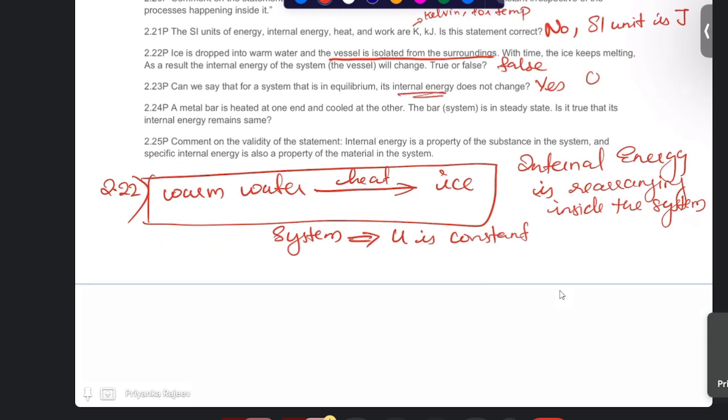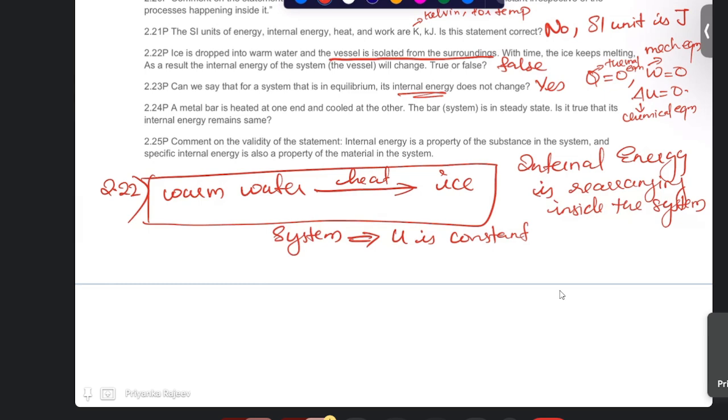So Q equal to 0, W equal to 0, delta U equal to 0. W equal to 0 is mechanical equilibrium. Q equal to 0 is thermal equilibrium, and delta U equal to 0 is chemical equilibrium. Okay, so that means U is constant.